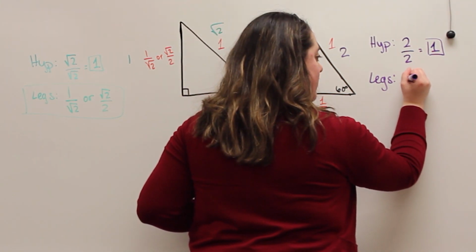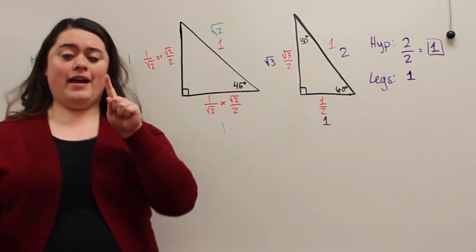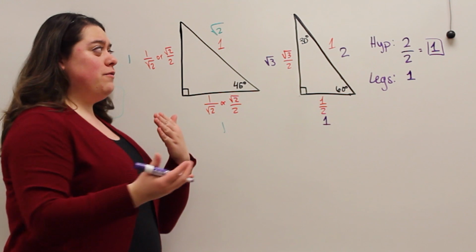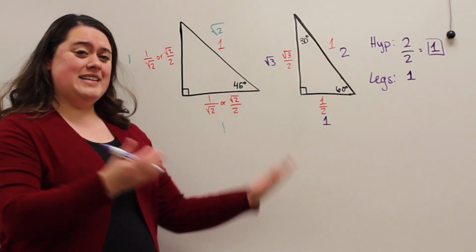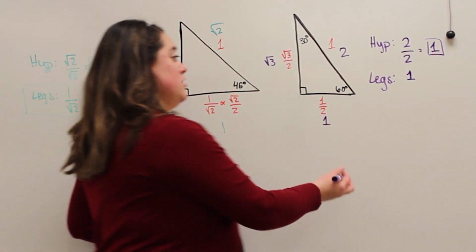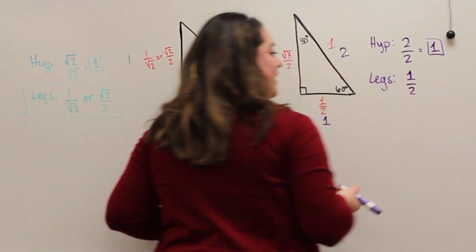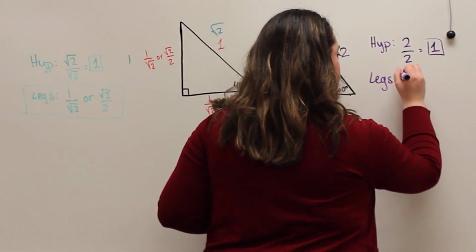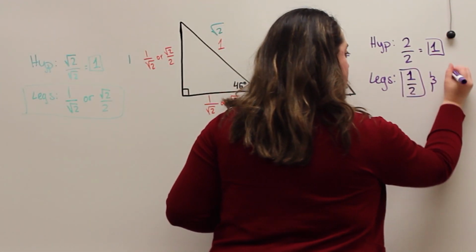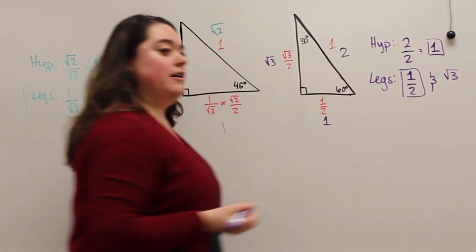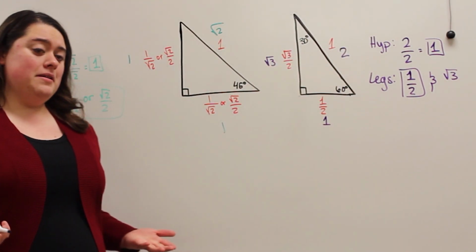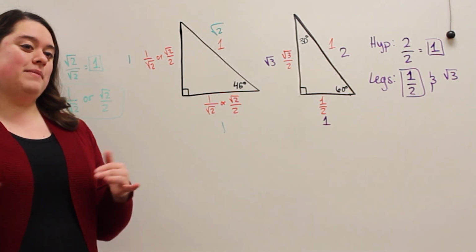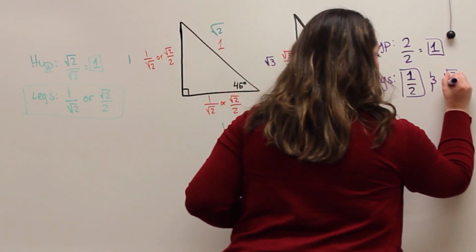So for our first leg, it was already the value of 1, but I have to divide it by 2 in order for it to fully match what I did on my hypotenuse. So the first leg is going to be 1/2. Okay, the other leg was square root of 3. Now, that's not 1, but I have to make it similar to what I just did to the hypotenuse. So I must divide it by 2.